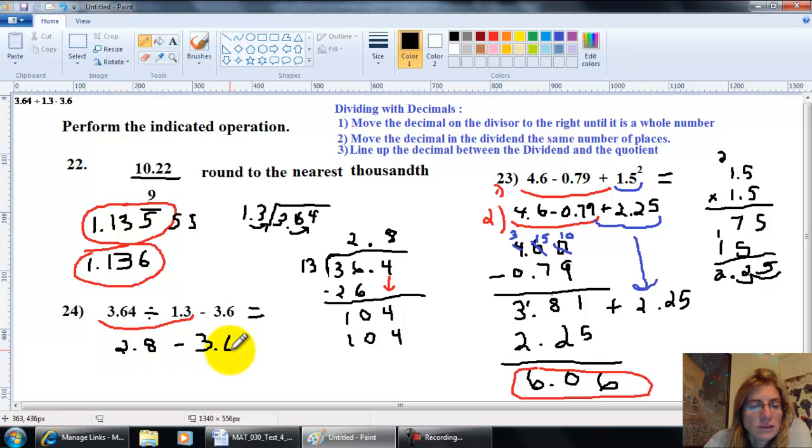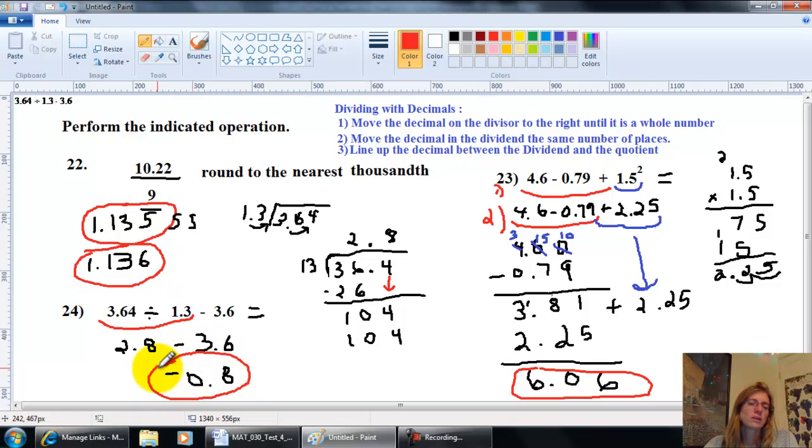This problem has an issue, which is that you have to subtract a smaller number from a larger number to get negative 0.8, but we are not learning negatives. So this problem shouldn't be in this practice. So don't worry, nobody's going to ask you to find a negative value.